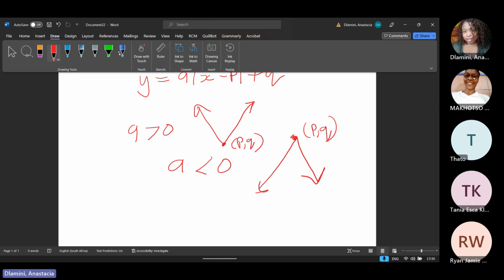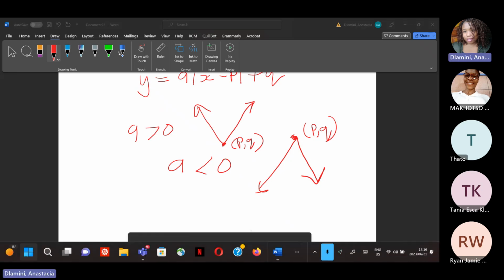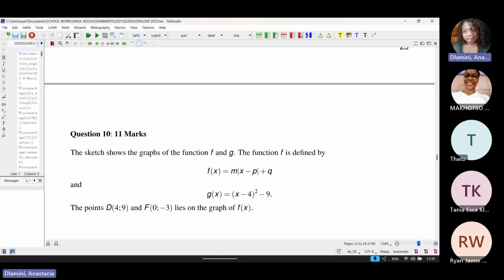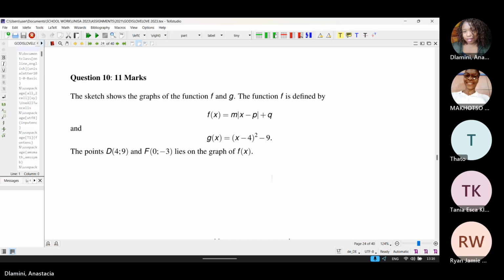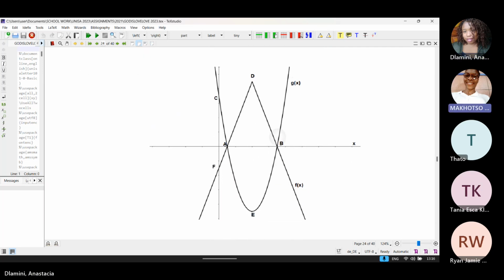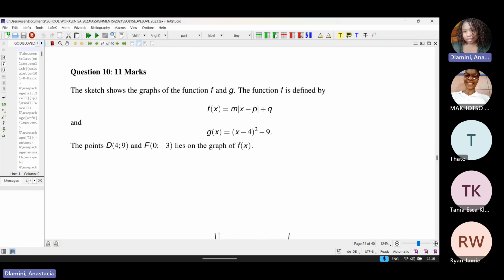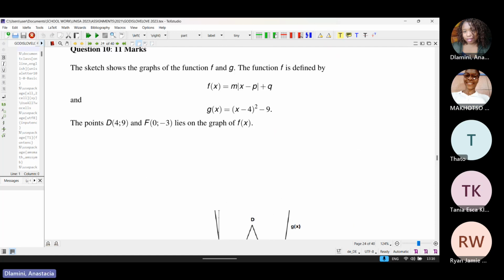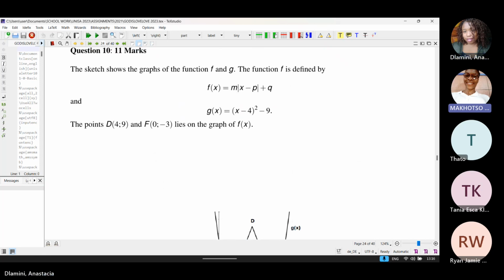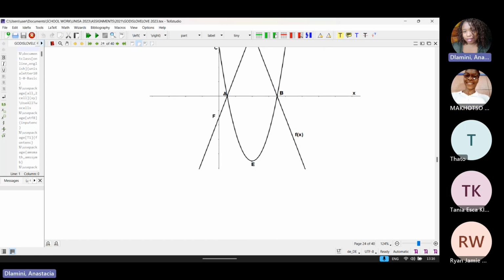So now, I want you to go back. Where's my assignment here? And help me. What do you see? We have the D point, ma'am. We have the D points. Then what do we do with the D points? It's 4 and 9. And then what else do we have? We have F, coordinates 0 and 3. So you can use it to do what?